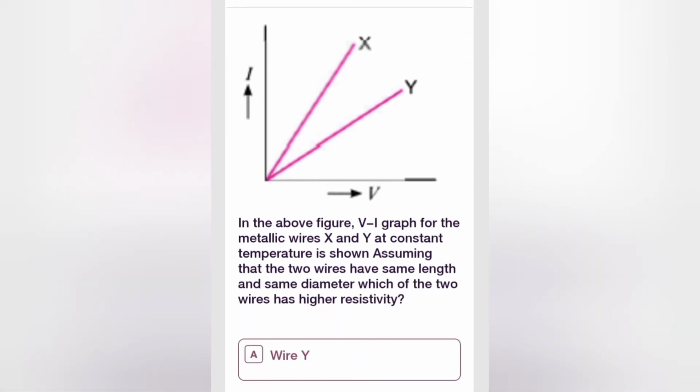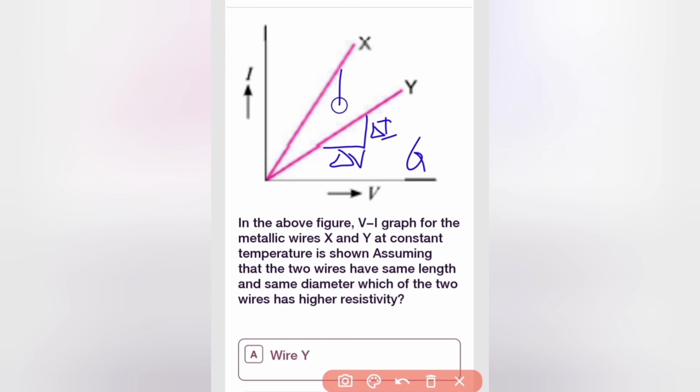17th question. In the above figure of VI graph, the metal wires X and Y at a constant temperature are shown. Assuming that the two wires have the same length and same diameter, which of the two wires has higher resistivity? Resistivity is nothing but the resistance when the area is 1 meter square and the length is 1 meter. Before that, let us see what the slope of this graph will be. The slope of this graph is going to give you delta I by delta V.